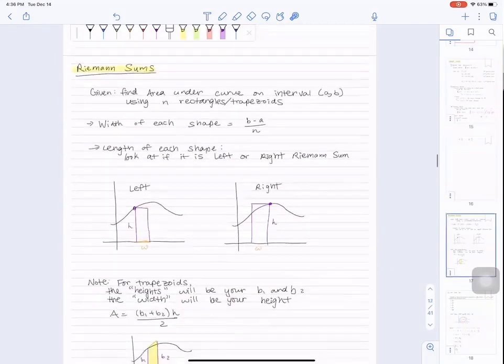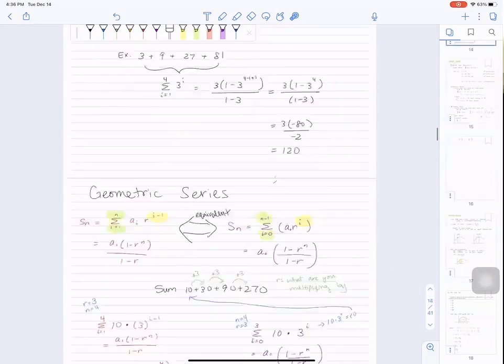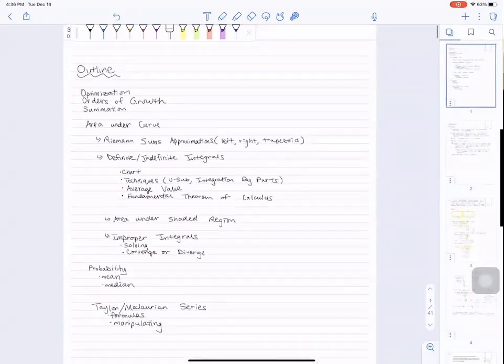Okay, so let's move on to Riemann sums, which is another big topic. So everything about area under the curve, you have Riemann sums. I put it in the outline. So everything relating to area under the curve, we had started off with Riemann sums and trying to approximate those areas under the curve.